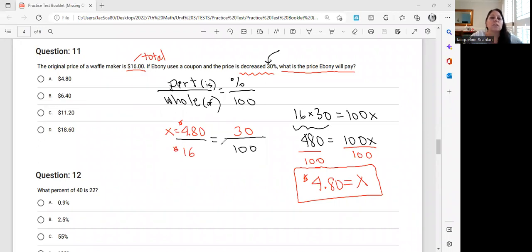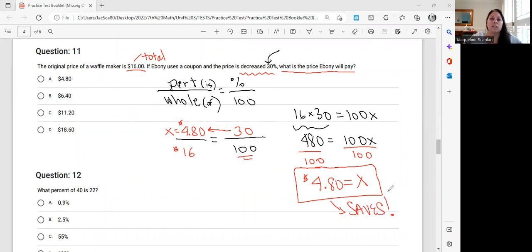Okay, so I want you to just look at this fraction and compare the parts. All right, so 100 represents a percent. So 100% of the waffle maker was $16, right? So what does that mean that the $4.80 represents? Well, what that means is that that $4.80 represents 30% of it. 30% of the $16 waffle maker is $4.80. That's how much that Ebony saves.